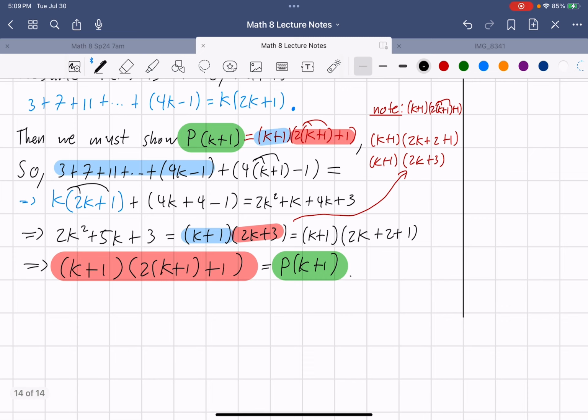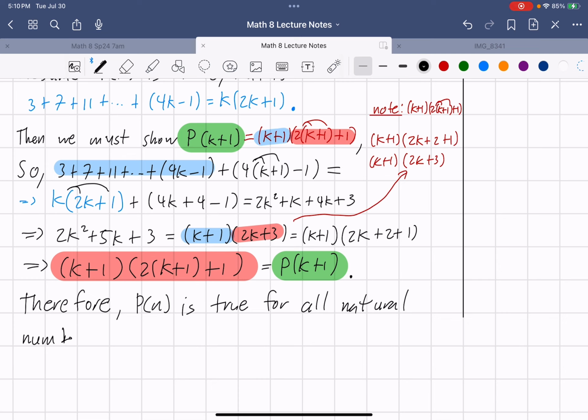We can say, therefore, P of n is true for all natural numbers n, and we can just box it off.